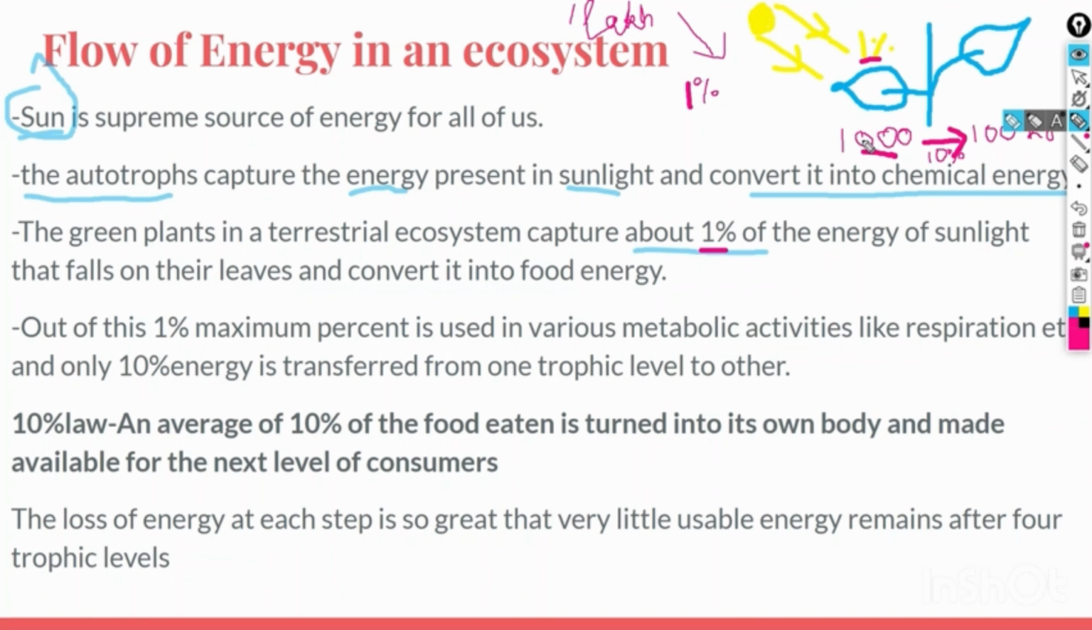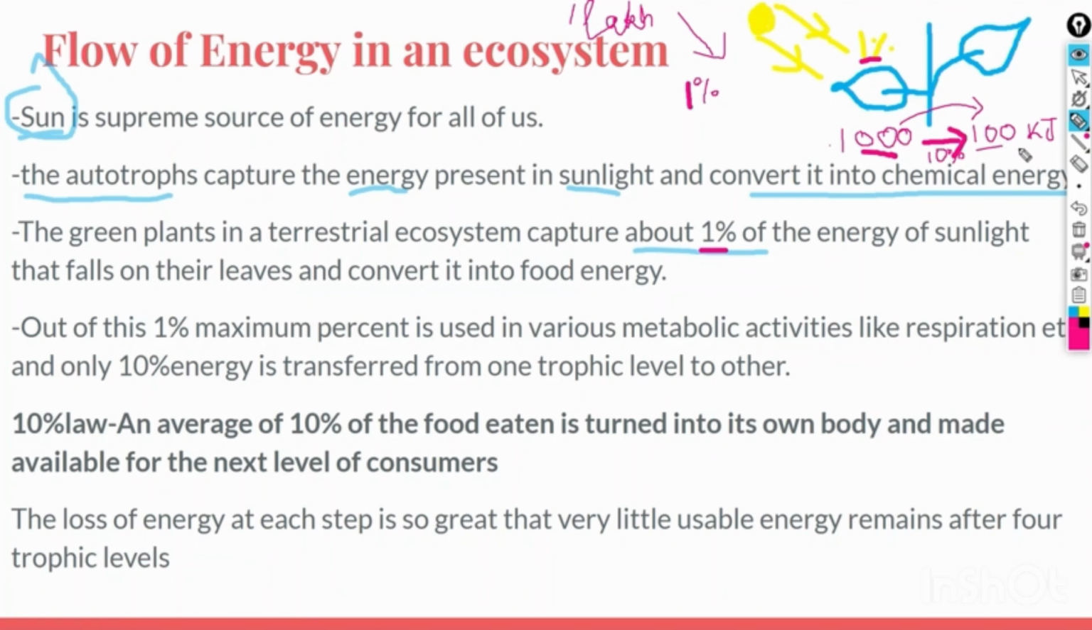In all these metabolic activities, energy is used from this 1000. So you can say 90% of the energy is used, and overall only 10% of energy is left. So when a primary consumer eats this plant, only 10% of this energy is transferred from the plant to the primary consumer. So let us say 10% of 1000, which is 100 kilojoules, is transferred to the primary consumer.